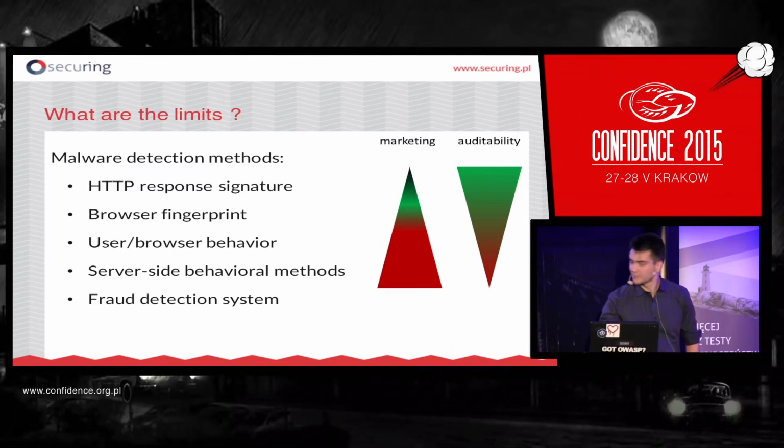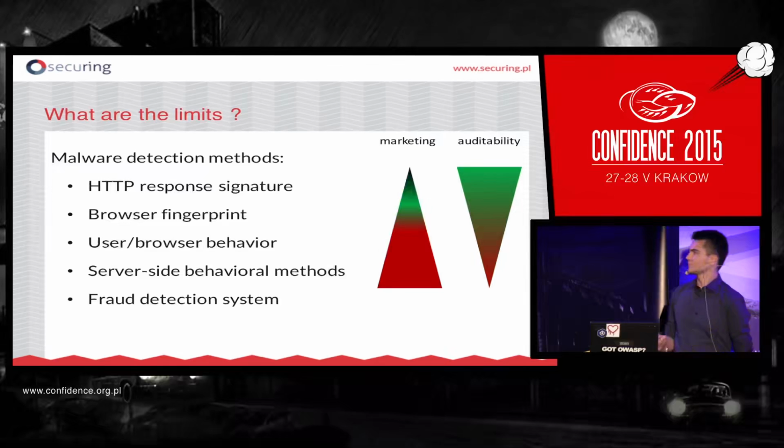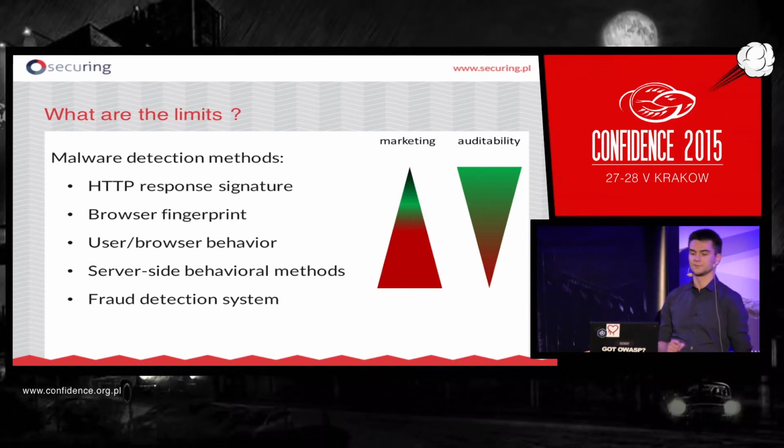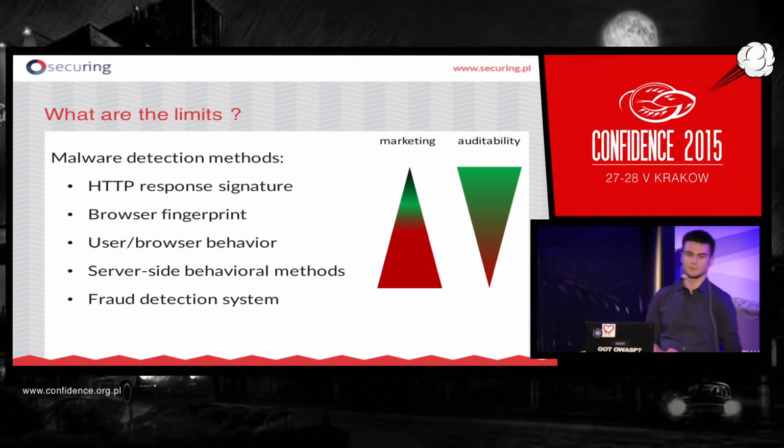Here I got a simple graph of marketing and auditability of these solutions. And by marketing, I mean the marketing power of saying such phrases. So when a marketing person goes into the bank and says, oh, our solution uses HTTP response signature, people from the bank think, okay, why not? And the auditability of this is very big. Of course you can check which signatures, which malware is caught by these signatures, and so on.